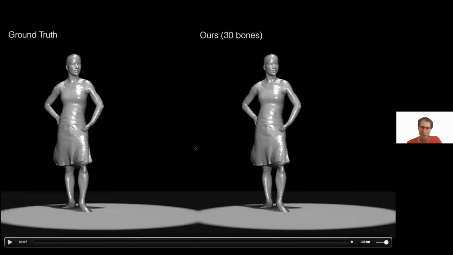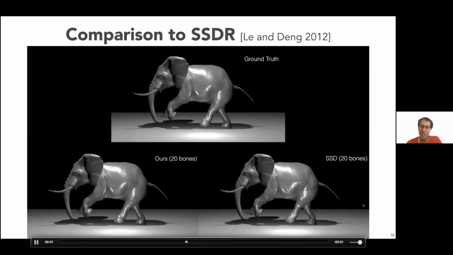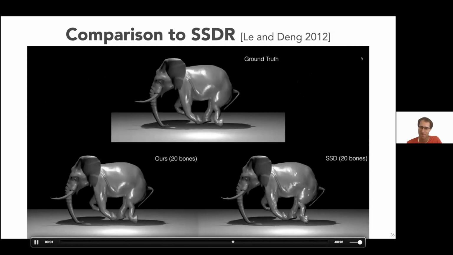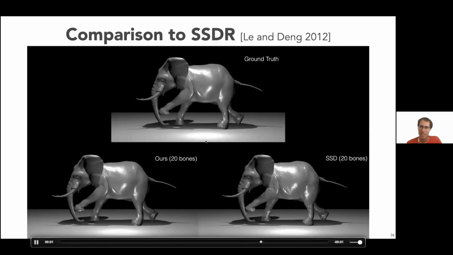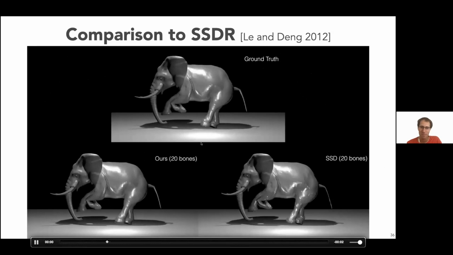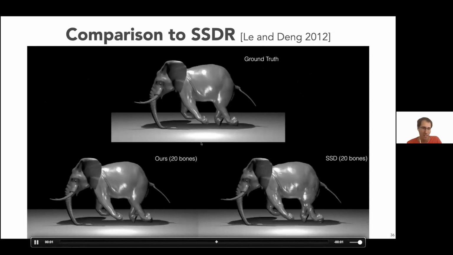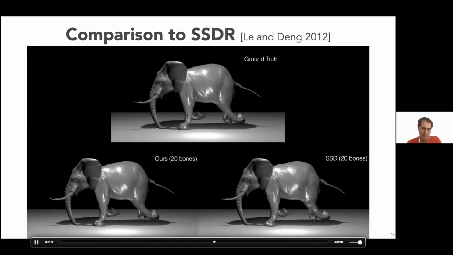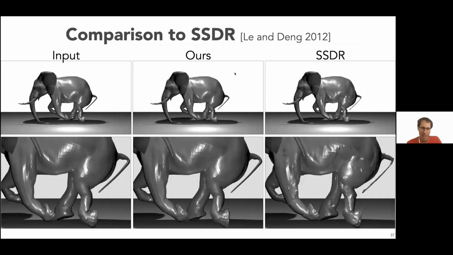And they look quite similar. Here's a comparison to a state-of-the-art inverse skinning solution with 20 bones. I'll zoom in here and call out a couple of areas, so we can see the thigh of the elephant. I'm using flat shading here, which really emphasizes the surface quality.